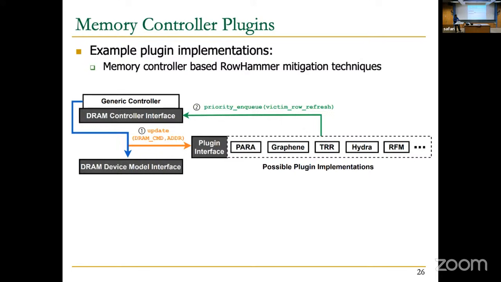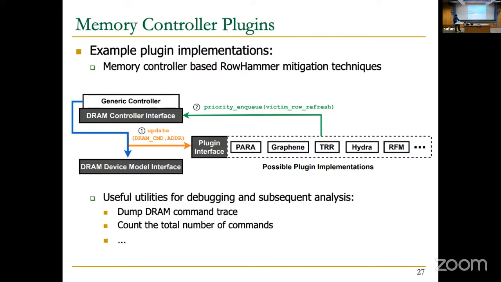And for Graphene, TWiCe, and Hydra, they also check if it's an activate command. They query and update their own row activation count table, compare with the address here, and see if they need to increase the activation count or not. If the activation count exceeds the threshold, they will enqueue a victim row refresh command back to the memory controller. So that's how many different RowHammer mitigations can all be implemented as memory controller plugins.